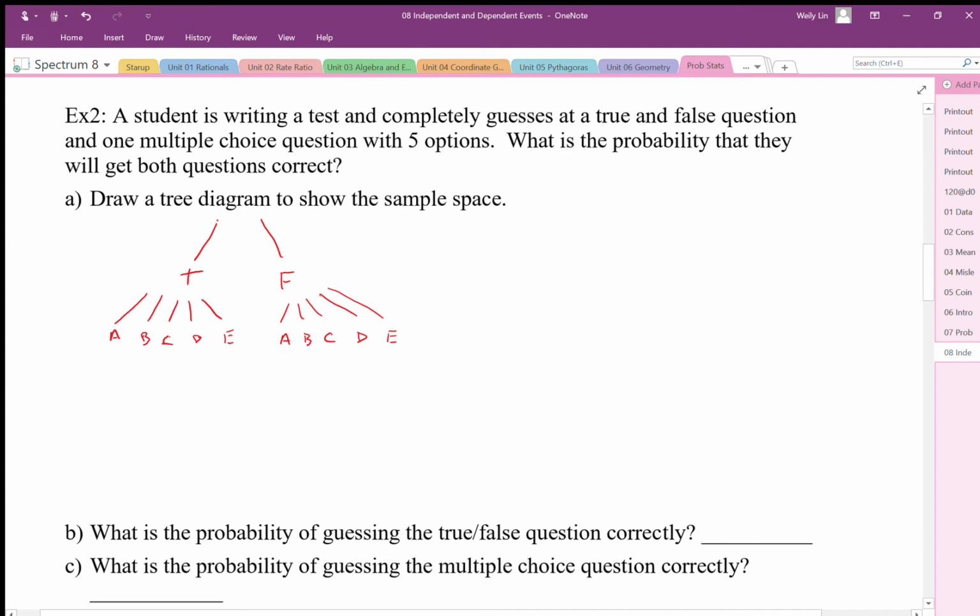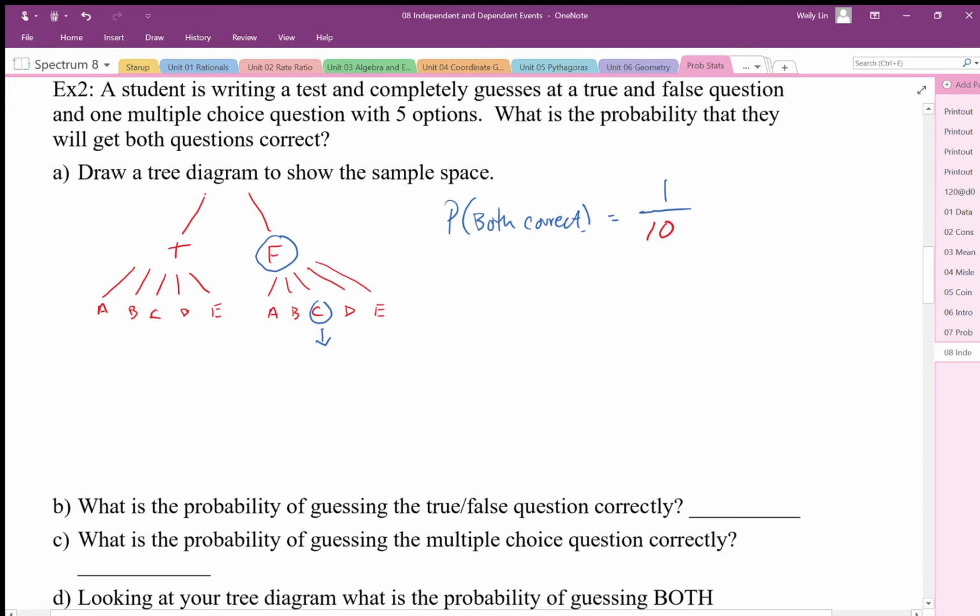So assuming that there's only one correct answer, let's say that the false question was correct and C was correct. So there's only one outcome that is going to be getting them both correct. So the probability of both correct is going to be, there's one option and there's 10 possibilities. So the probability is 1 out of 10. Okay, so this is a tree diagram.